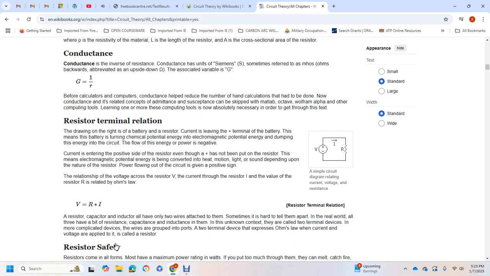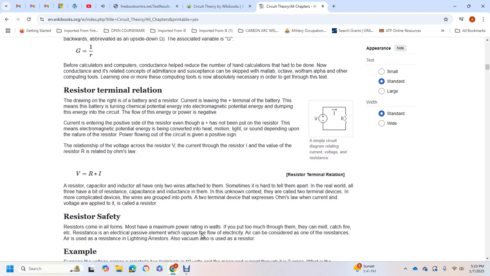The value of the resistor R is related by Ohm's law: voltage equals resistance times amps. The resistor, capacitor, and inductor have only two wires attached to them. Sometimes it's hard to tell them apart. In the real world, all three have a bit of resistance, capacitance, and inductance in them. In unknown contexts they are called two-terminal devices. In more complicated devices, the wires are grouped in ports. A two-terminal device that expresses Ohm's law when current and voltage are applied is called a resistor.